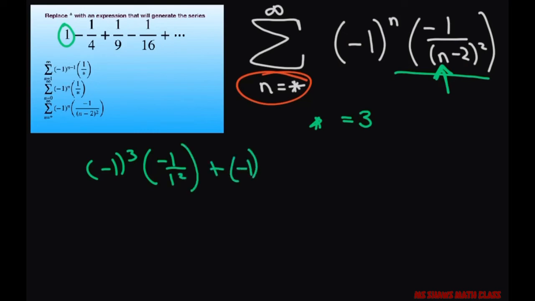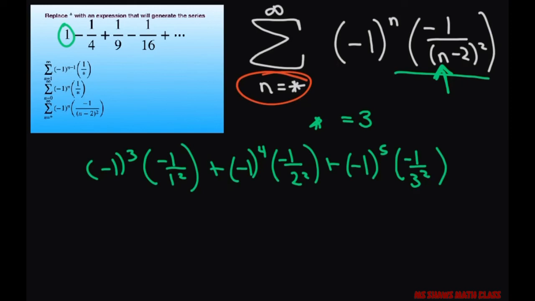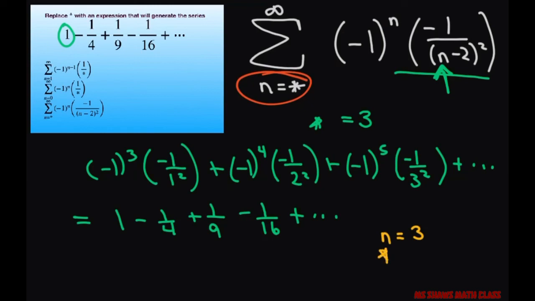plus negative 1 to the 4th divided by negative 1 divided by 2 squared plus negative 1 to the 5th divided by negative 1, 3 squared plus, and we can keep going dot, dot, dot, and that's going to give you equals 1 minus 1/4 plus 1 divided by 9. And then if we did the other one, that would be minus 1 divided by 16 plus dot, dot, dot. So basically, n equals 3. Or you can say your star equals 3.